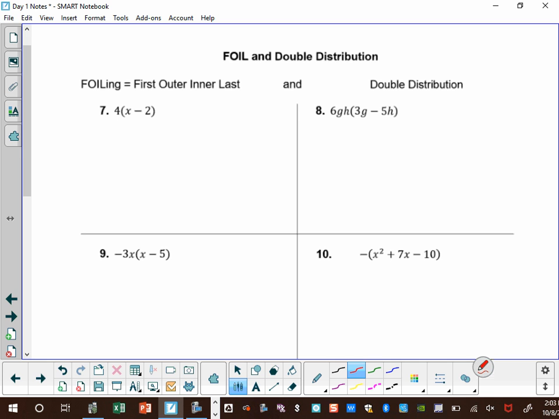Let's do some examples. Here I'm just multiplying. It's just a regular distribution. What's 4 times x? 4x. What's 4 times negative 2? Negative 8. That's your answer.